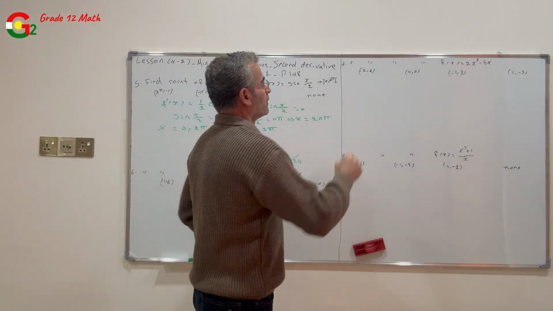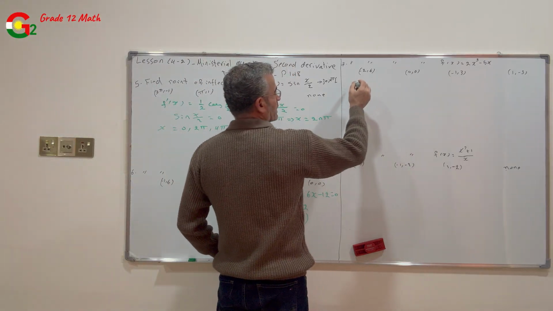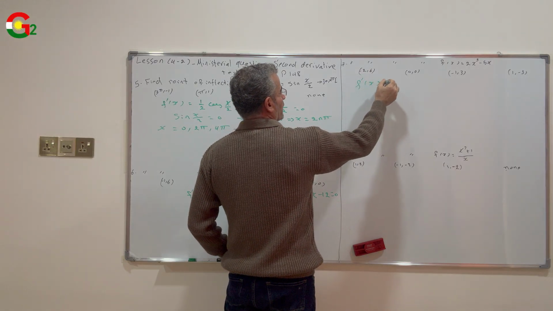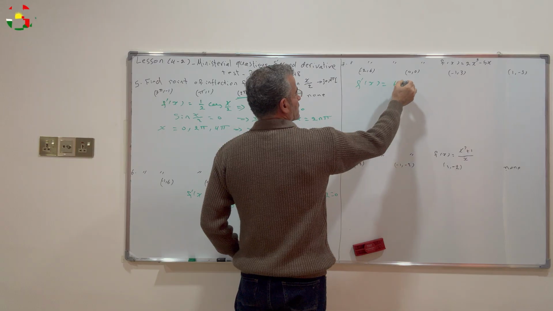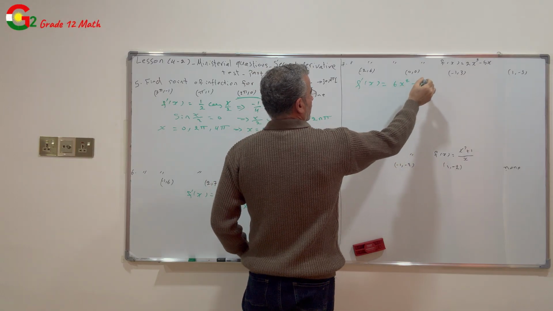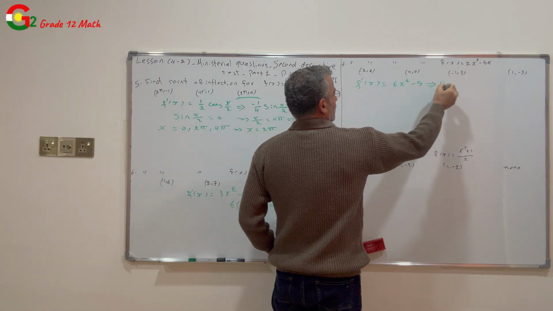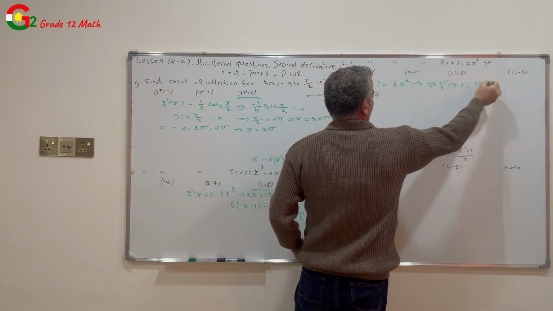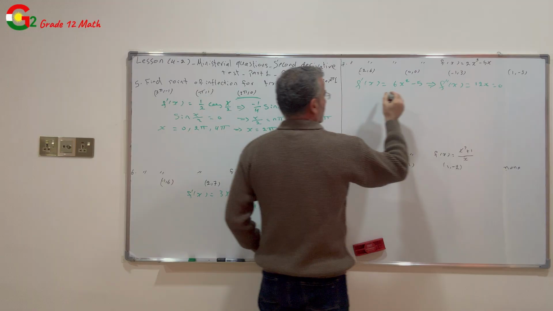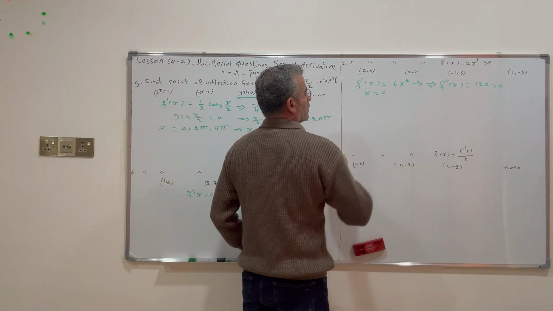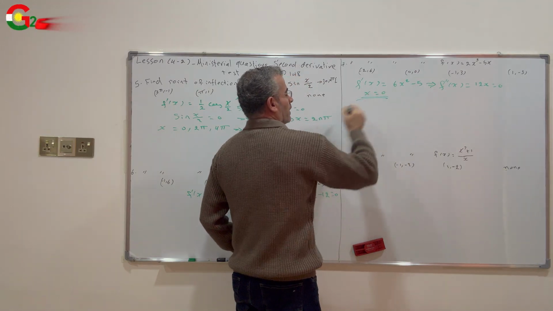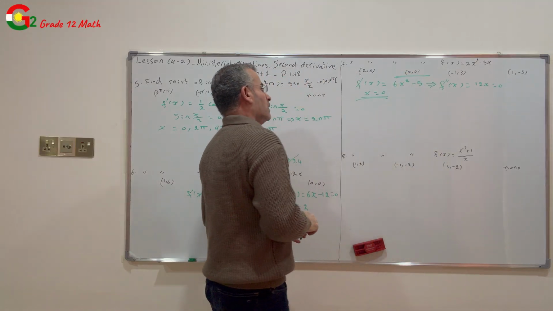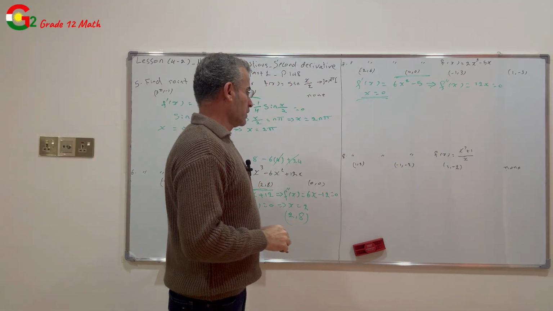Question number 7. Find the inflection point of the function f of x equals x to the power 3 minus 5x. f prime of x equals 3x squared minus 5. Then f double prime of x equals 6x. Set it equal to 0, then x equals 0 is the inflection point of this function. Choice B.